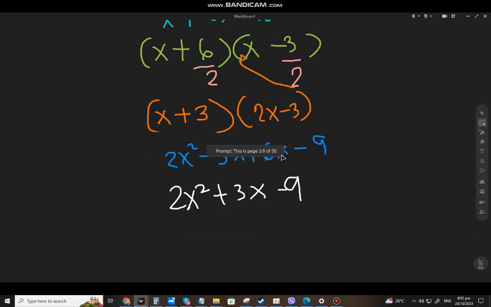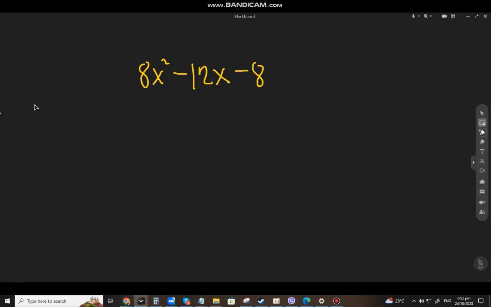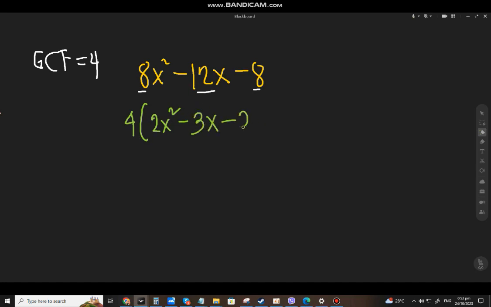Easy, right? Now let's have the last example: 8x squared minus 12x minus 8. You may have noticed that they have a GCF, and the GCF for this one is 4. So what you have to do is monomial factoring before you do the technique. I'll show you. 4 times 2x squared. You divide all by 4. 12 divided by 4 is 3, 8 divided by 4 is 2, right? So we reduce them to this one.